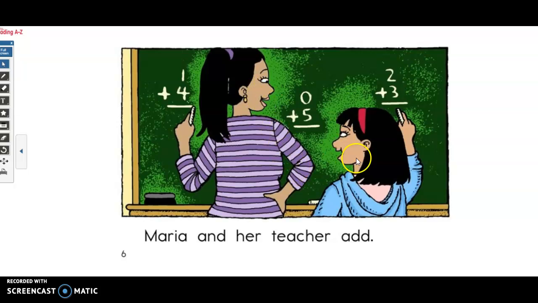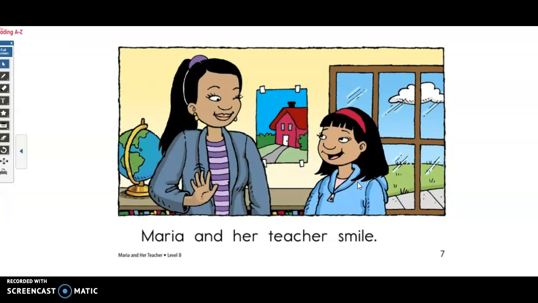Again, I notice that they're smiling. I notice that they're looking at each other. Maybe you notice something else. Let's look at the next page. Ooh. Now they're looking at each other again. The characters are looking at each other, and I notice that they both have a big smile. So Maria and her teacher, they smile.